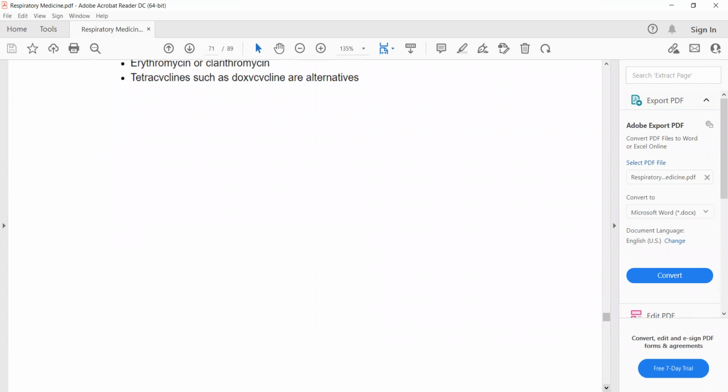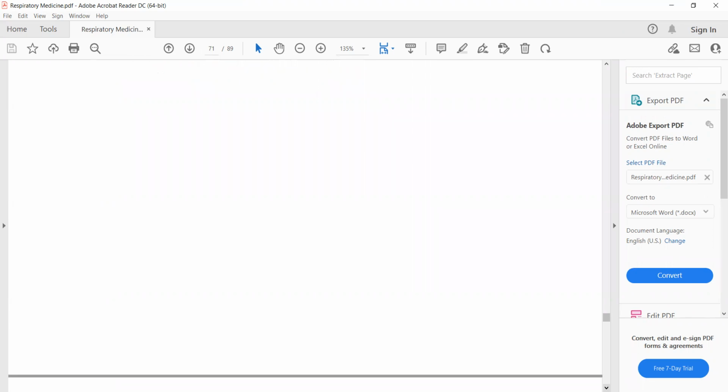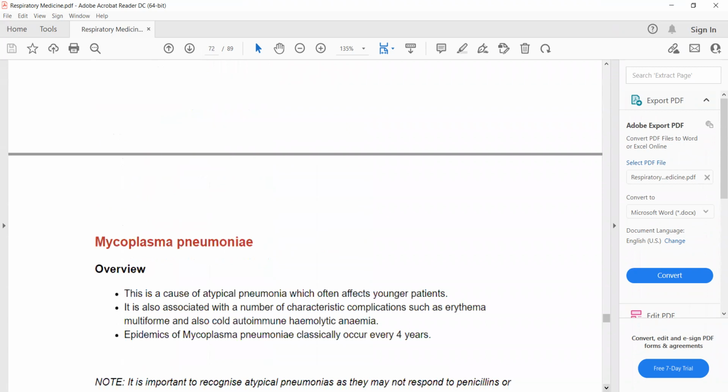So for typical pneumonia, our first line is amoxicillin or co-amoxiclav, and for atypical pneumonia, clarithromycin or erythromycin, and if they are not suitable, then doxycycline.